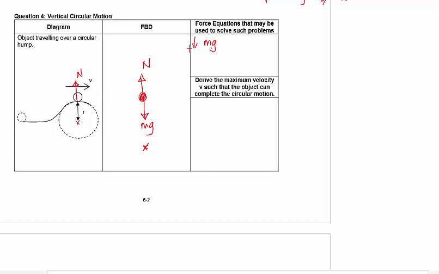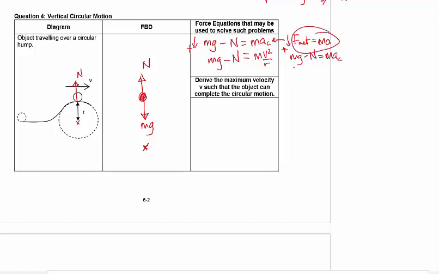So mg minus N equals to mass times centripetal acceleration, so this should be equal to mv squared over r. So mg minus N equals mv squared over r. If this is too hard for you to begin, you can always begin with the equation as I have done earlier. Downward as positive, so mg is positive, N is upward so it's negative, then this equals to ma. You can always begin with this step if you are not able to see this right away.